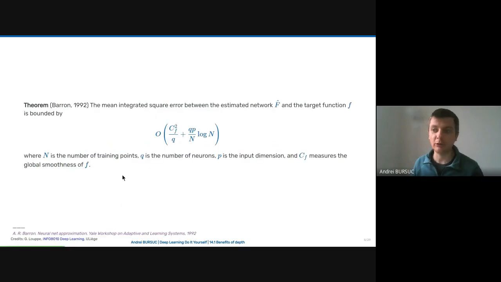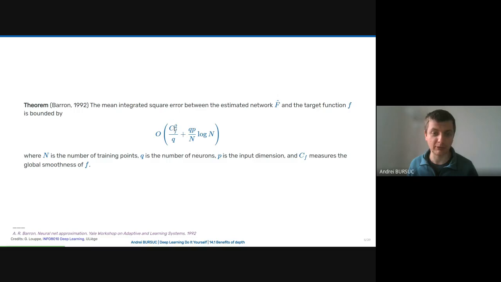So in a follow-up work, Barron et al. came up with an additional theorem where they measure the mean integrated squared error between the estimated network f, so this is what we output, so this is what we train, and the target function f. So this is the objective, which is found in the data, is bounded by this value.